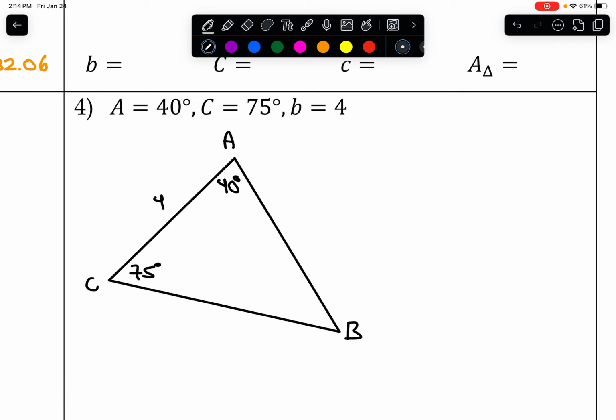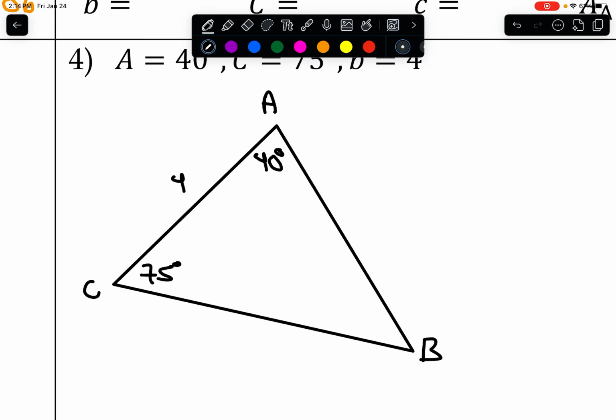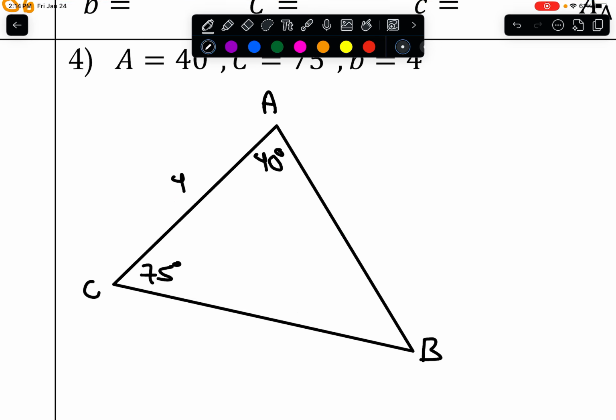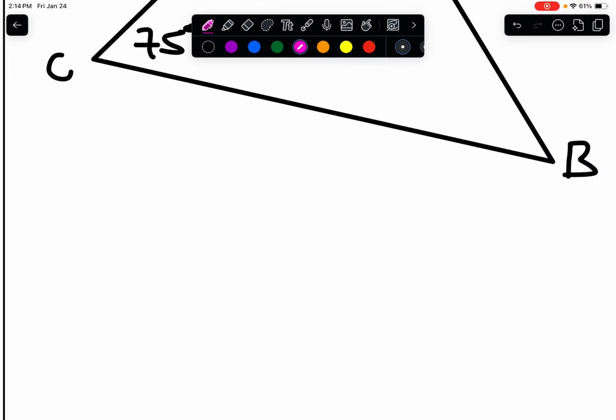So in this case, I don't have a pair right off the bat, but what I can do is 180 degrees minus these two values to get angle B, and then I will have a pair, so I can do law of sines. So I need to find angle B first.